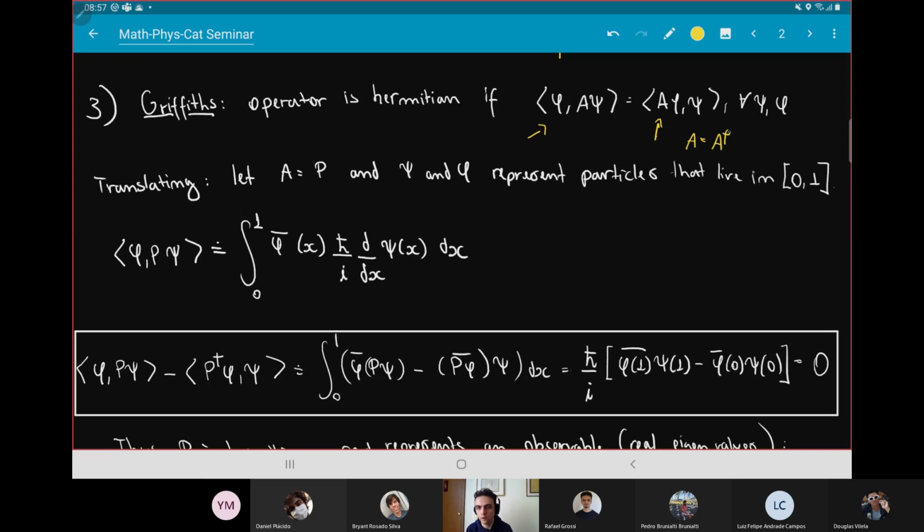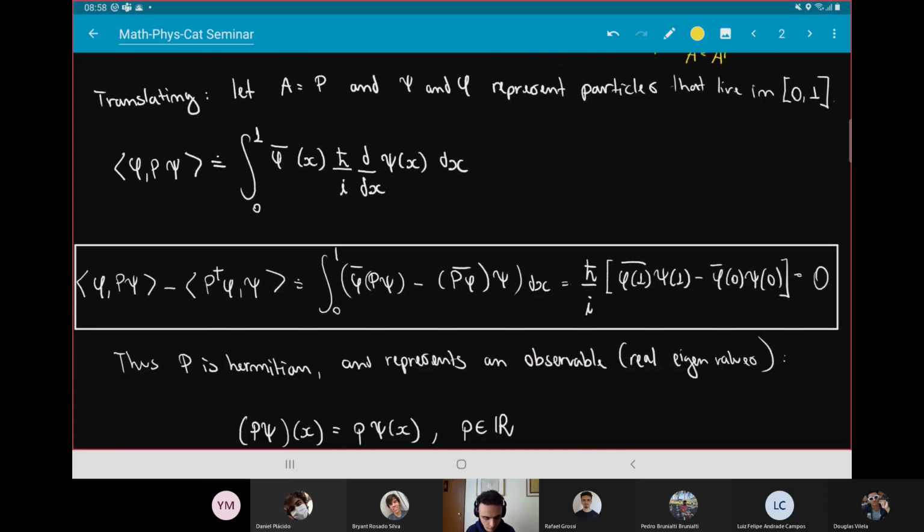This is the treatment that we get in quantum mechanics textbooks when defining a Hermitian operator. We're just saying that it is equal to its adjoint. All right, so if we translate this to a more operational form using integrals and so on, we basically write it this way.